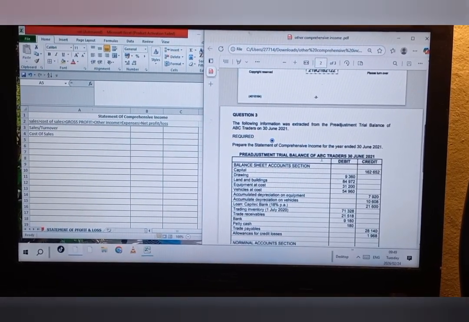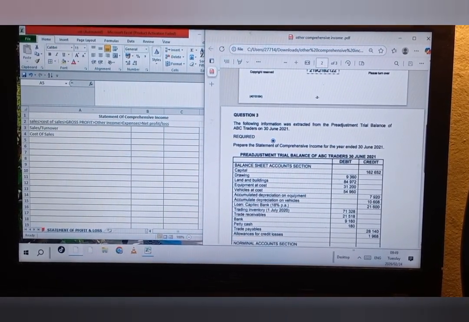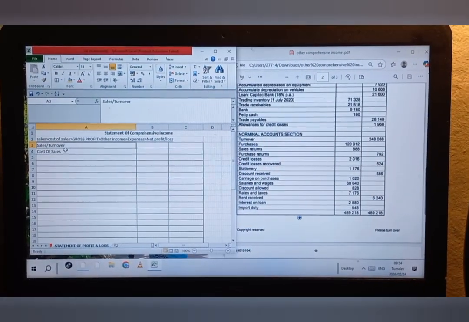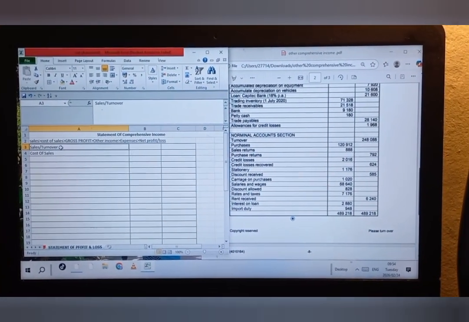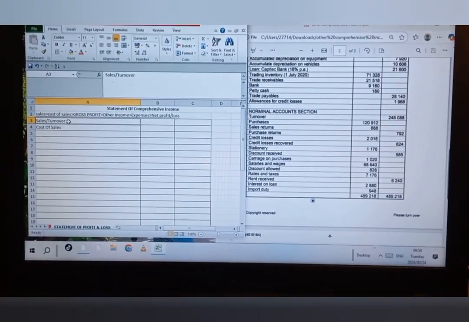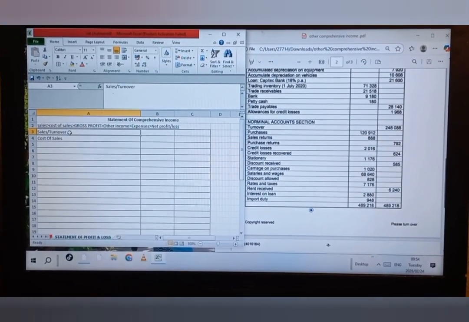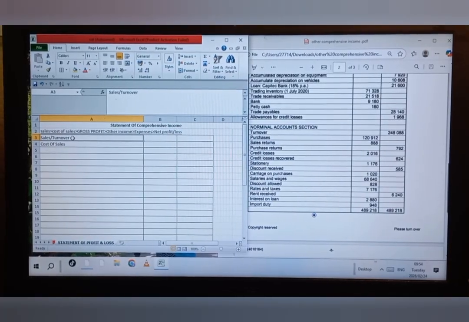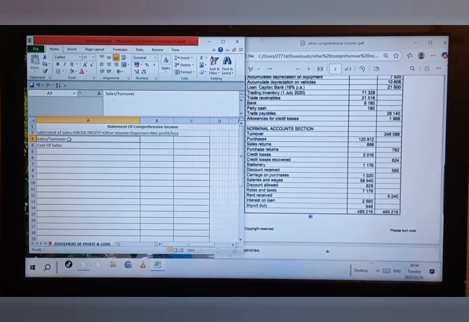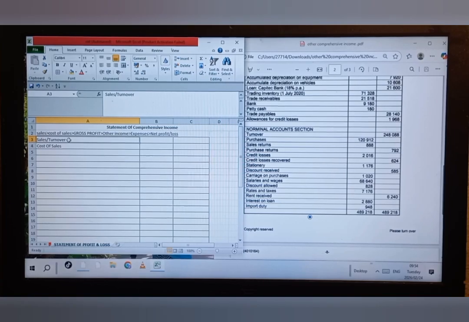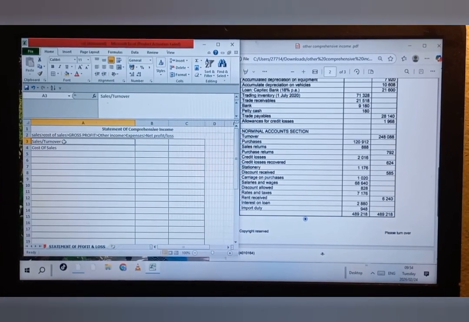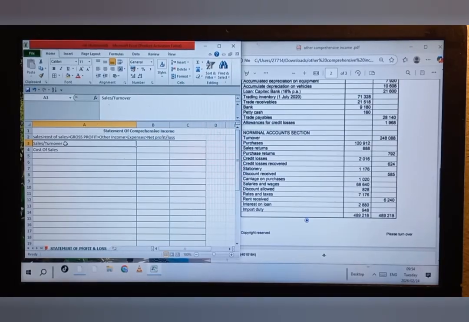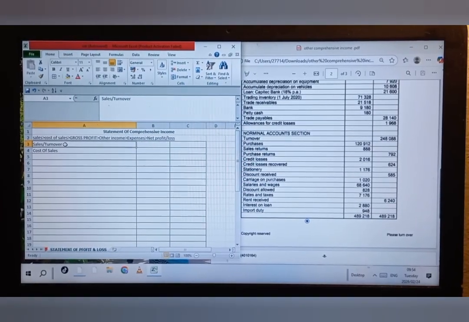The pre-adjustment trial balance of ABC Traders, 30 June 2021, goes like this. Things that we need to know first. Sales or turnover, we minus our sales returns, and also we minus discount granted. But settlement discount granted and discount granted are two different things, guys. Hence, sometimes in some statements of comprehensive income, you will see that it's been minused on sales and then sometimes it's been added in our expenses.